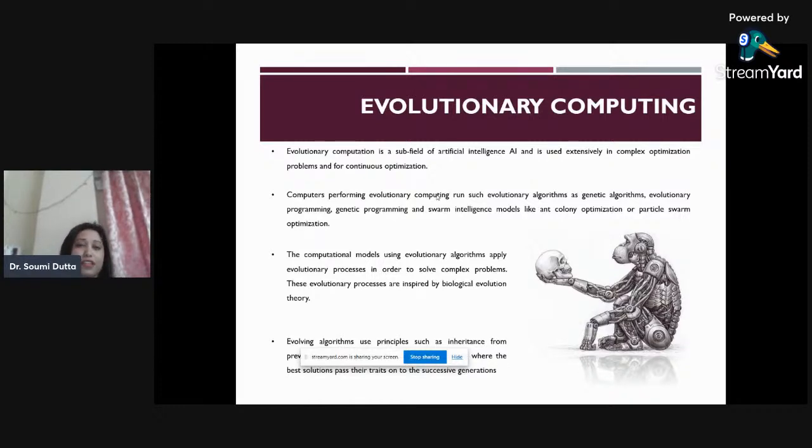We know that evolutionary computing is one of the subfields that has come from AI, and it is extensively used to solve different sorts of optimization problems, and continuous optimization problems also can be solved using this. This is not a new concept. Computer scientists have adopted these techniques from what we follow in our daily life, not only human beings but all living creatures, and how we developed ourselves after we were created.